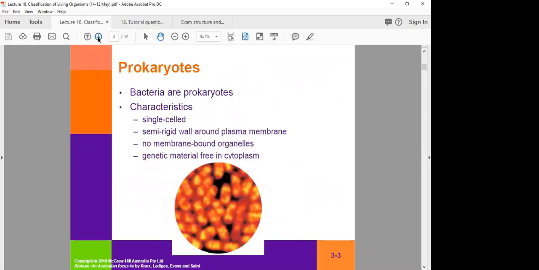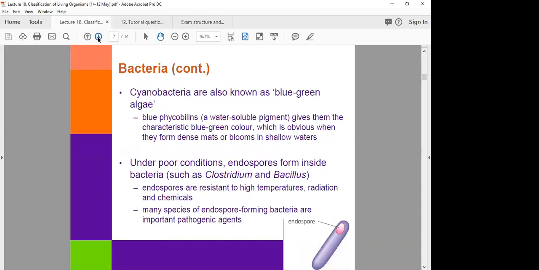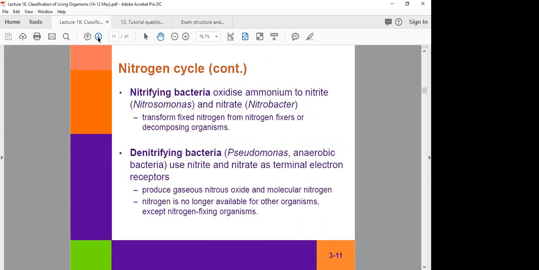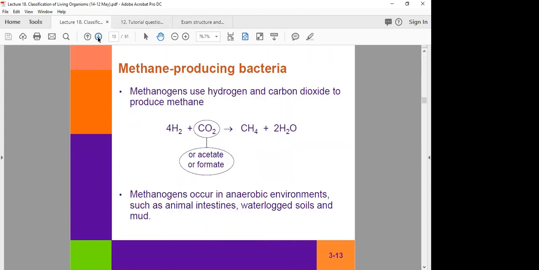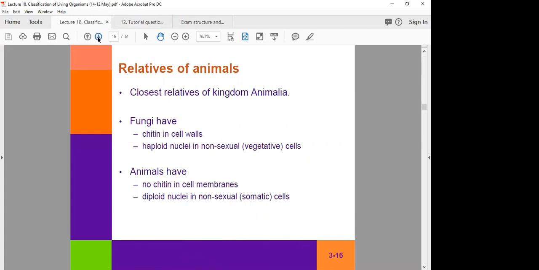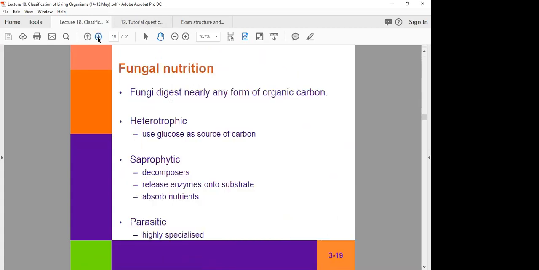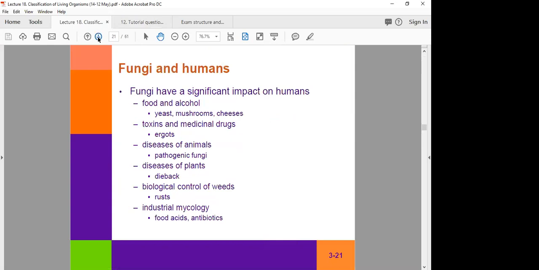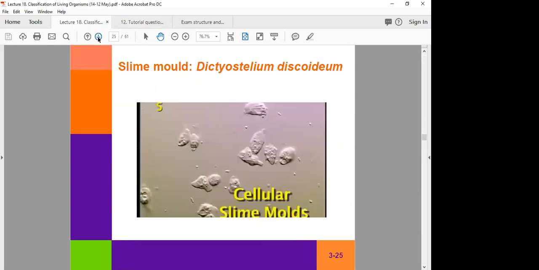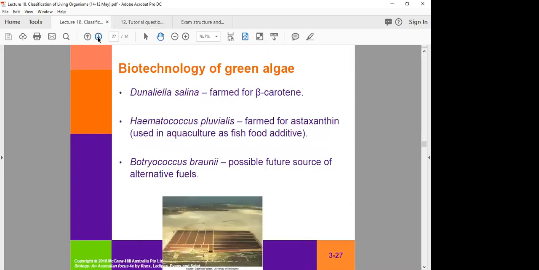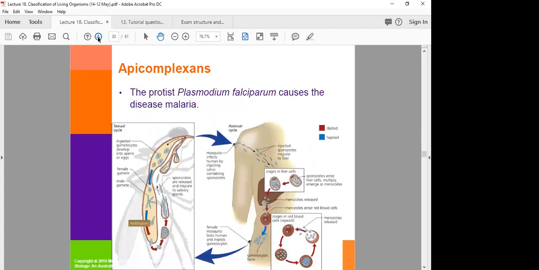This is lecture 18. We'll be looking at the second part of this lecture on classification. So we've looked at our prokaryotes, bacteria, archaea. We looked at kingdom fungi and the protists. And we even looked very briefly at viruses.